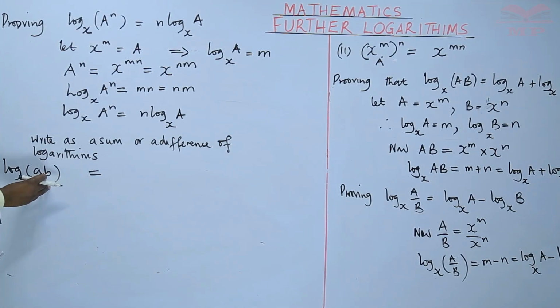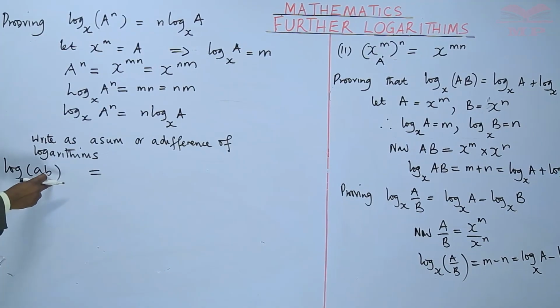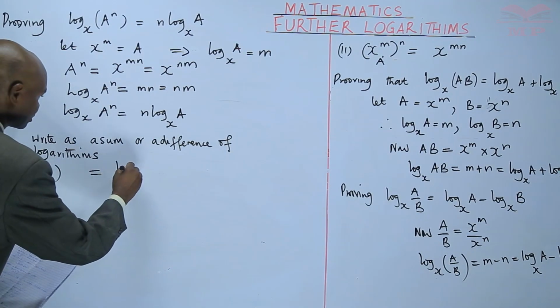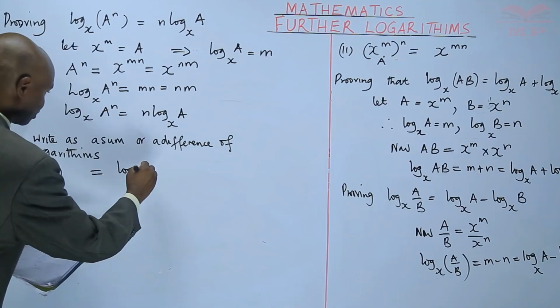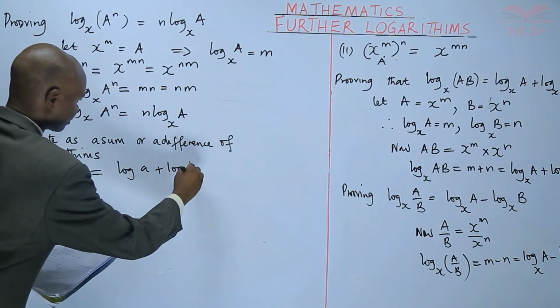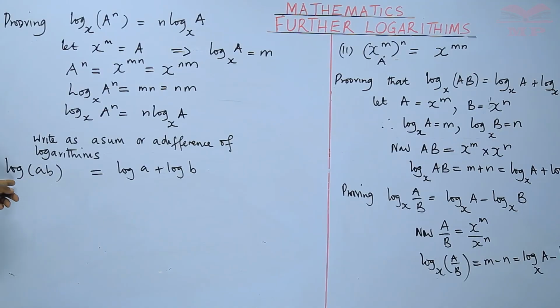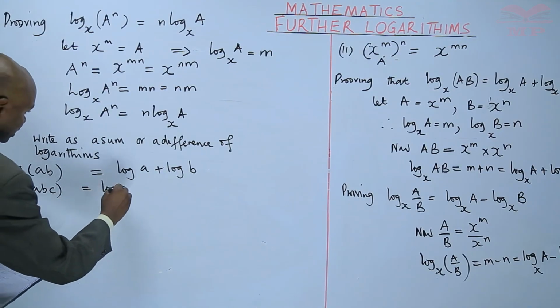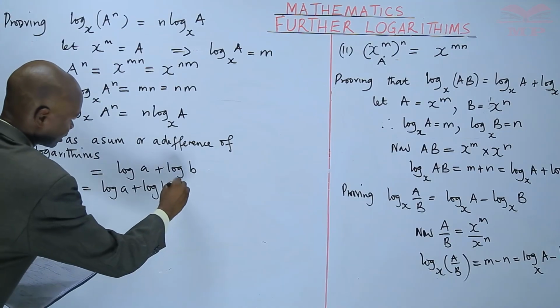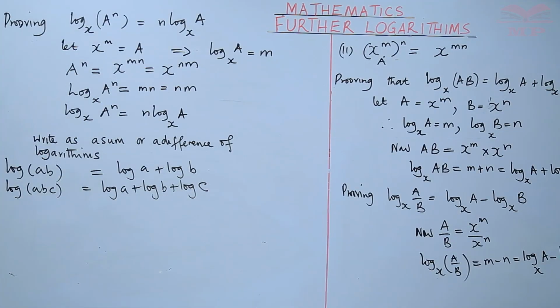If we have multiplication, AB, the logarithms will take the addition. It will become log A plus log B. In this case, Lana, they have not given a base, and I said where they have not given any base, assume that the base is 10. So we have log ABC. It will become log A plus log B plus log C. You see, it's quite easy. When we have multiplication, we have addition of the logarithms.